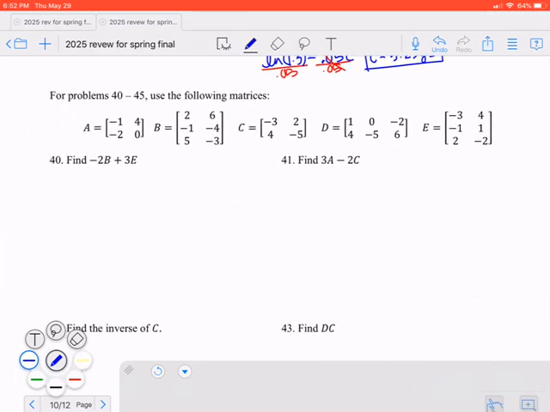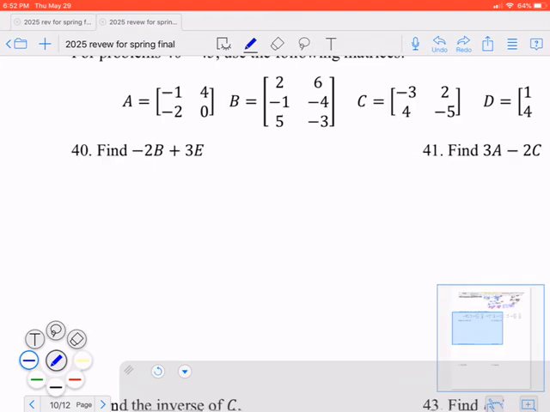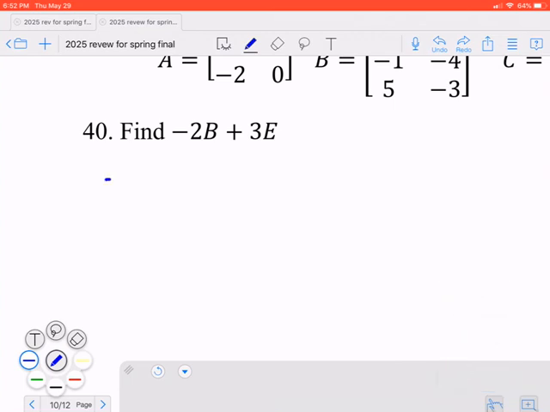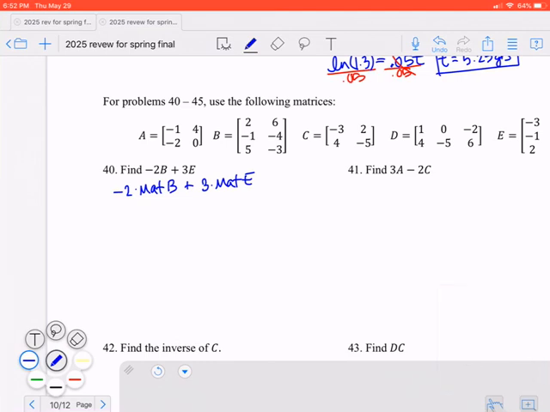And now our matrices. My goodness. So you can do these with the calculator. You will be able to use the graphing calculators. So you could just enter each of these, matrix A, matrix B, all the way down, enter them all in, and then just type it exactly how you see it. So on this one I would type -2 times mat B plus 3 times mat E. And you could do that on all of these.